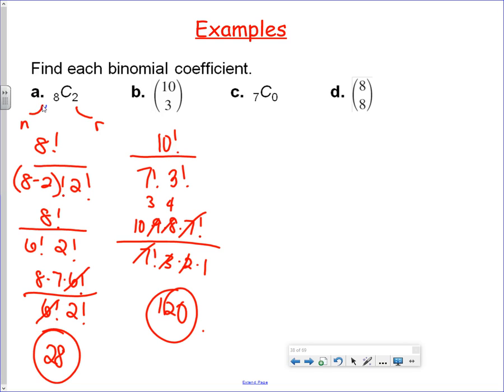Wait, what about 7 choose 0? That's 7 factorial all over 7 factorial 0 factorial. Isn't that DNE? 0 factorial is defined to be 1, so this is just going to be, why does that make sense? Oh, isn't 0 the first term? Isn't the first term always going to be 1? Oh, okay, how about this guy?